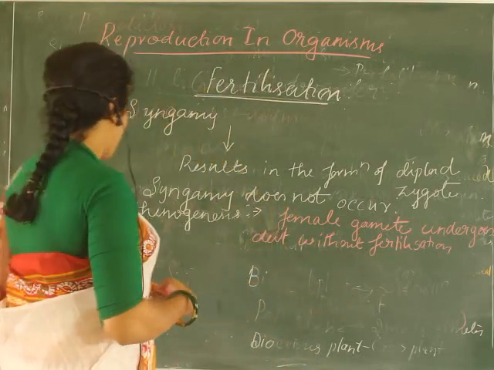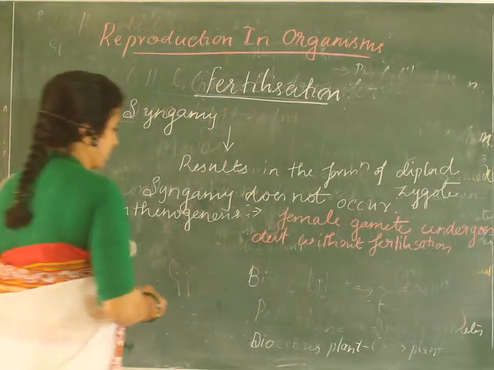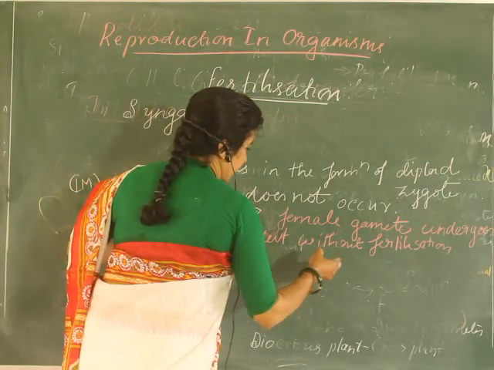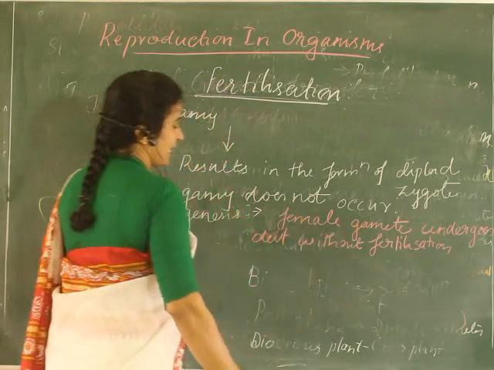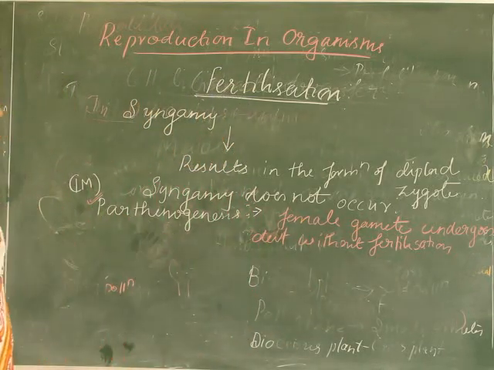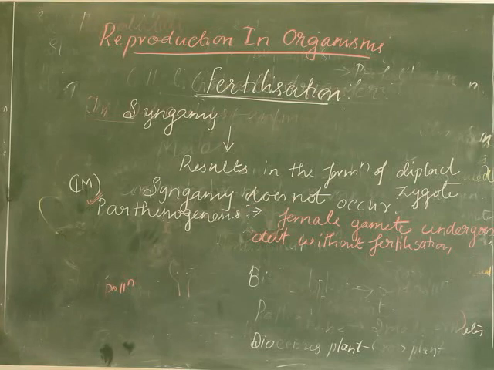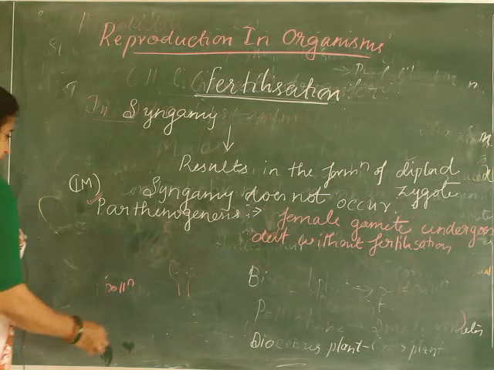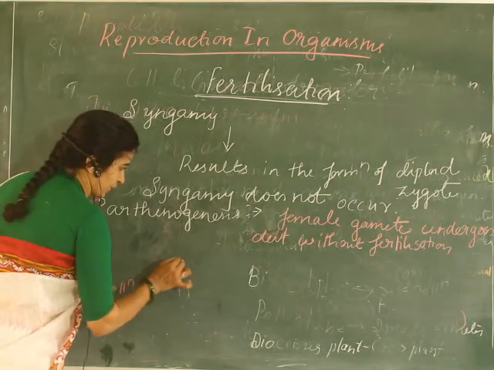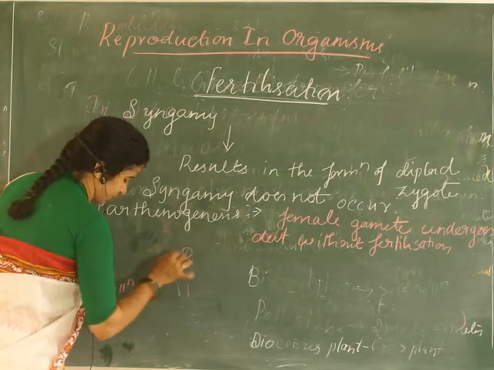So parthenogenesis is a process of formation of a new individual, a process by which a female gamete undergoes development without fertilization. Without fertilization, a female gamete undergoes development.